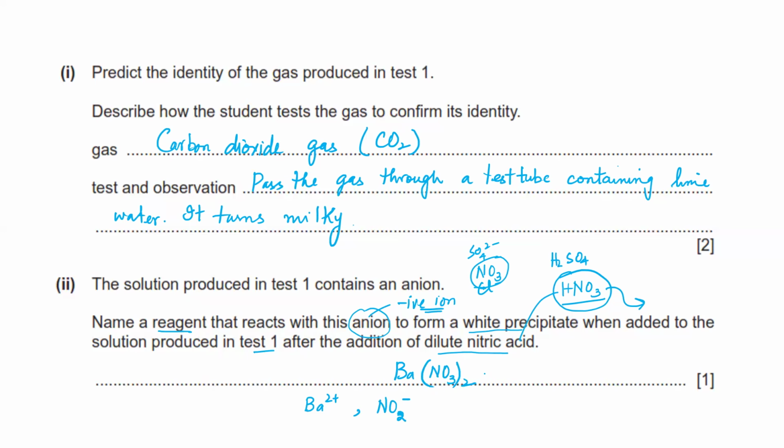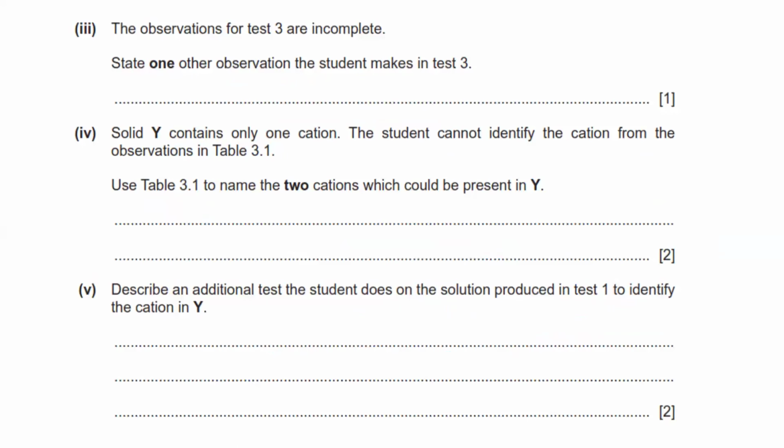Instead of the chemical name, it's good to write the actual name, that is called barium nitrate. Then it says the observations for test 3 are incomplete. State one observation the student makes in test 3.